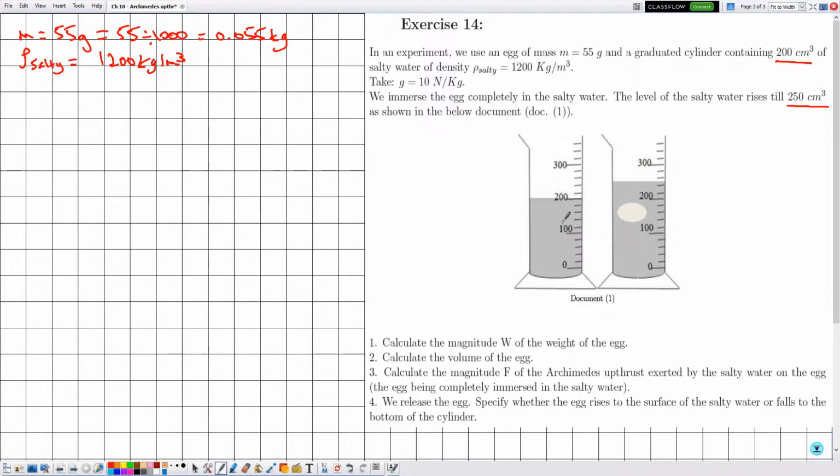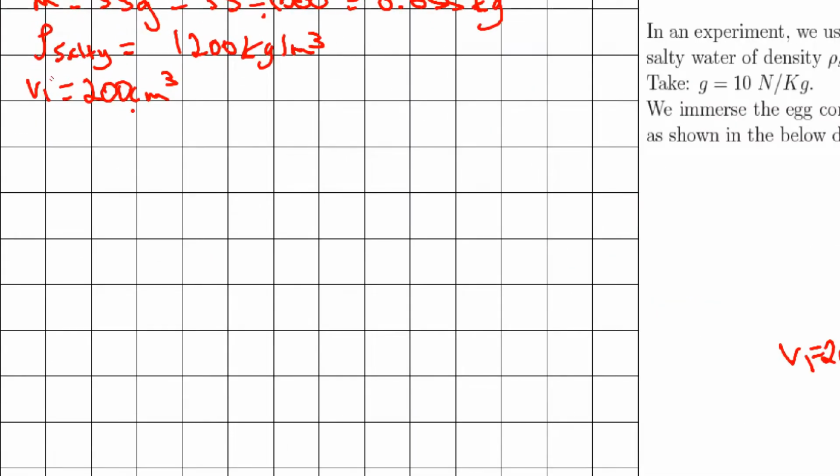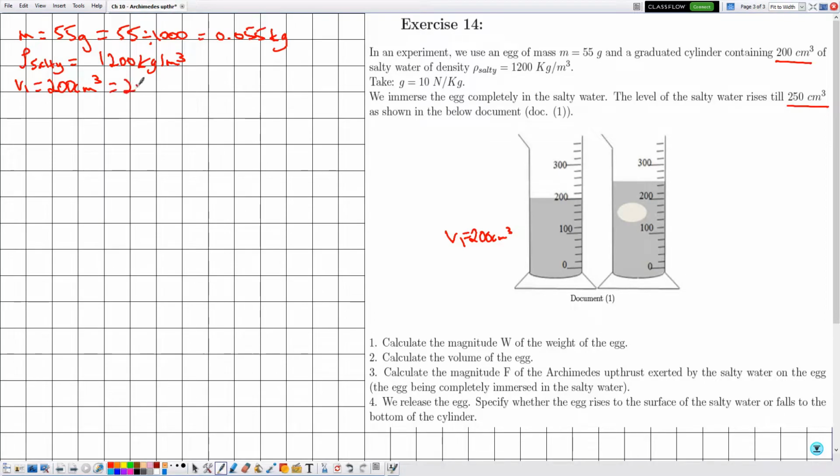So before we immerse the egg, the volume of this water is given by 200 centimeter cube, so this is V1. Let's say that the volume V1 is given by 200 centimeter cube. Knowing that centimeter cube is not the SI unit of volume, in order to convert from centimeter cube to meter cube, we multiply by 10 to the power minus 6. Then 200 multiplied by 10 to the power minus 6. Then the volume V1 is given by 0.2 times 10 to the power minus 3 meter cube in the SI.